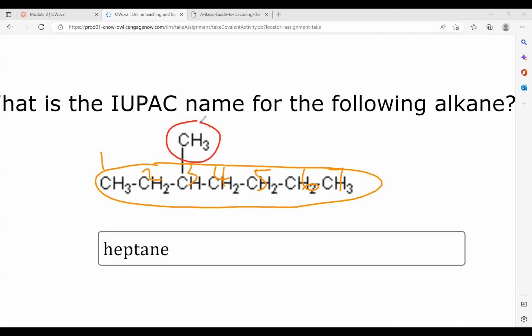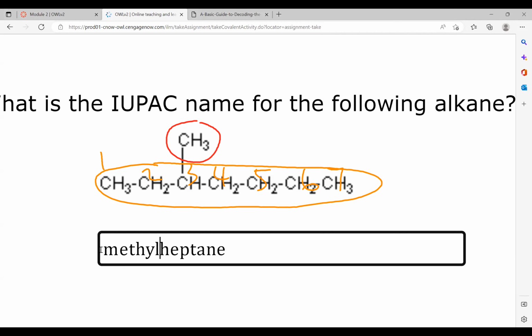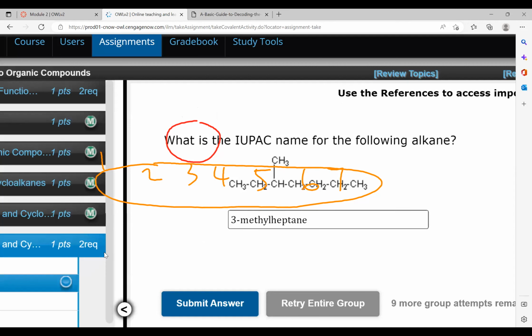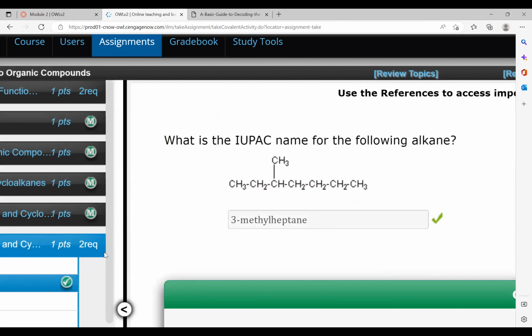This guy here. So we not only have to identify the group, and this guy here would be a methyl group, but we have to tell you where it is and what location it is on the carbon. And it is on the 3rd carbon, so we would say 3-methyl-heptane. Submit our answer, and we are good to go.